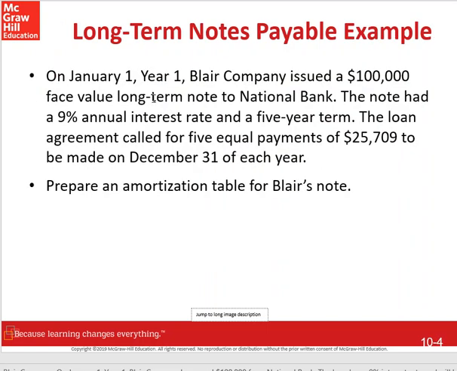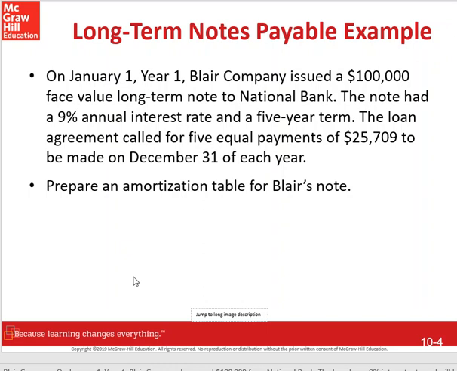So let's look at this example. It says January 1st, year 1, Blair Company issued a $100,000 face value long-term note to National Bank. The note had a 9% annual interest rate and a 5-year term. The loan agreement called for 5 equal payments of $25,709 to be made on December 31st of each year. We are to prepare an amortization table for Blair's note.